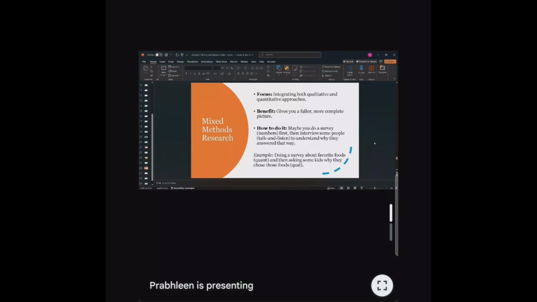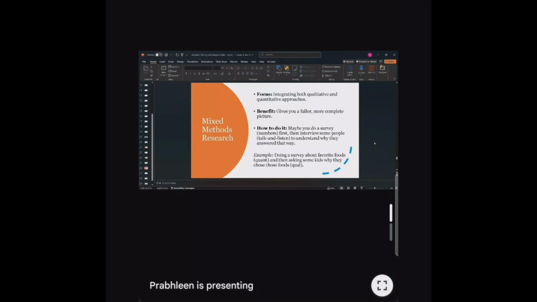Then last we have mixed method research. Basically, in this we mix both quantitative and qualitative research together to answer some questions that have not been answered by quantitative and qualitative methods alone. So we use two techniques. For example, we can use a questionnaire first and then choose some people from that questionnaire to answer some questions.